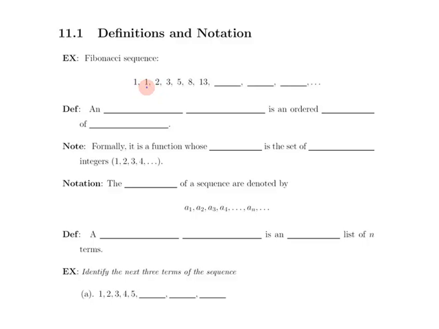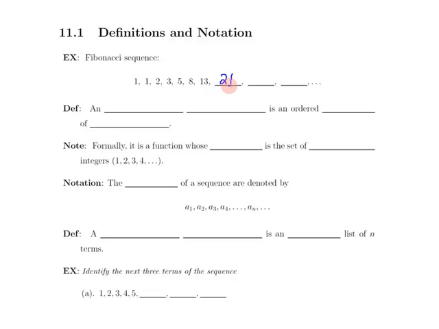So if we start with 1 and 1, the next term would be 2. 1 plus 1 is 2. 1 plus 2 is 3. 2 plus 3 is 5. 3 plus 5 is 8. 5 plus 8 is 13. 8 plus 13 would be 21 as the next term in the sequence. 13 plus 21 gives us 34. And 21 plus 34 gives us 55.